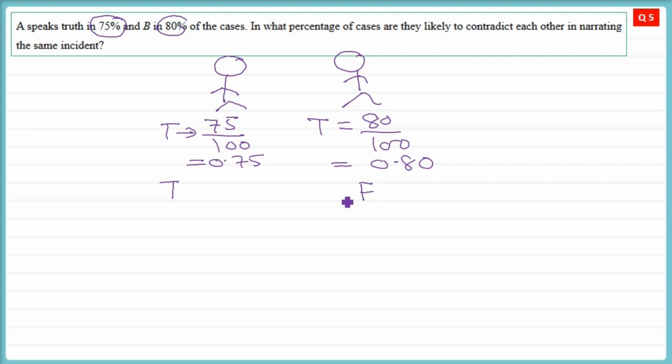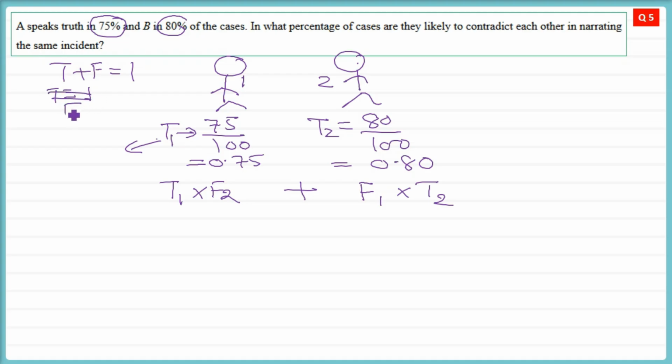Now when the first speaks truth and the second says false, this is the first condition, because they need to contradict each other. If one has to say yes, the other has to say no. So first says yes, second says no, T1, F2. 1 is for the first person, 2 is for the second person. Or the first says false and the second says true. So T1 is the truth for the first one, T2 is the truth for the second one, F1 is the false of the first, F2 is the false for the second one. Truth plus false is equal to 1 as far as probability is concerned. So the false will be 1 minus truth.